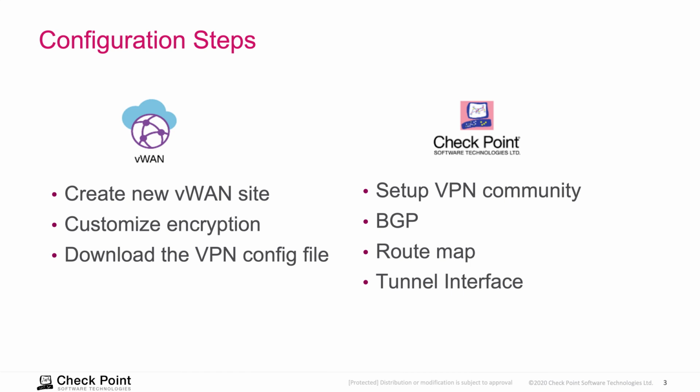pre-shared keys. Now, on the Check Point side, we will configure a new VPN community, configure BGP because vWAN uses BGP to manage routes, and lastly, configure the route map for BGP and create our tunnel interfaces.